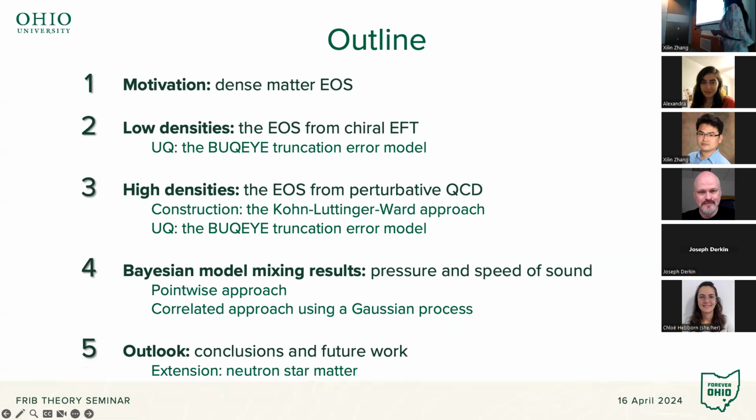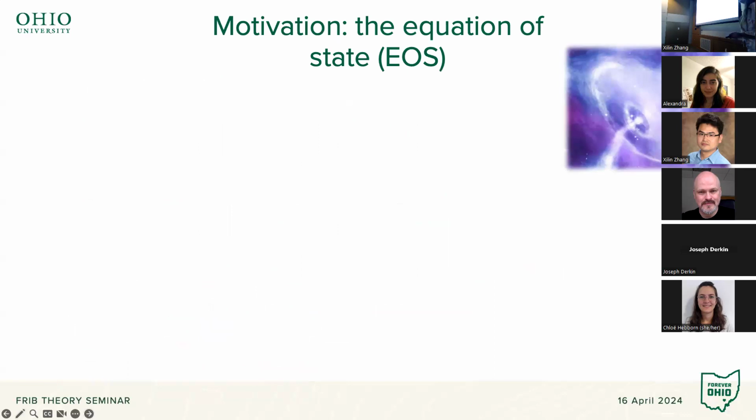So, a quick outline. I'm going to go through what dense matter is, why we care about it, and some information about the low density side, which is chiral EFT, as you'll see that we're using. Then some of the uncertainty quantification for that as well, because we're Bayesian and we care about truncation error. At high densities, we are looking at perturbative QCD, so we'll talk about that. And an interesting approach that we took to convert between different variables for our model mixing. And then I'll go through some of the results for model mixing and talk about some extensions that we plan on doing.